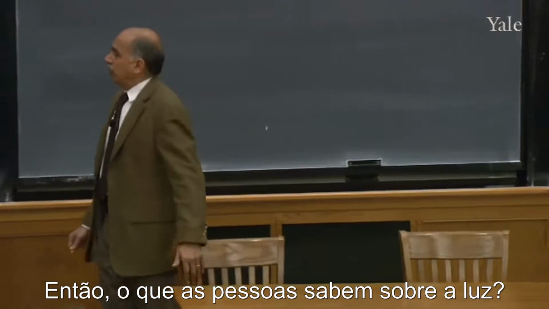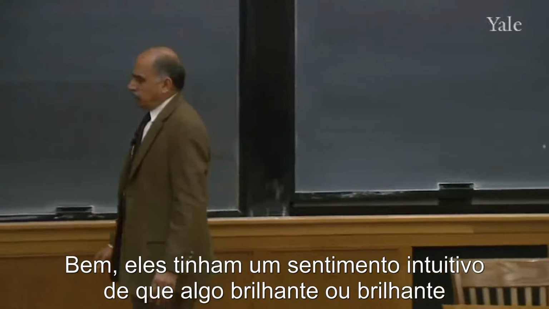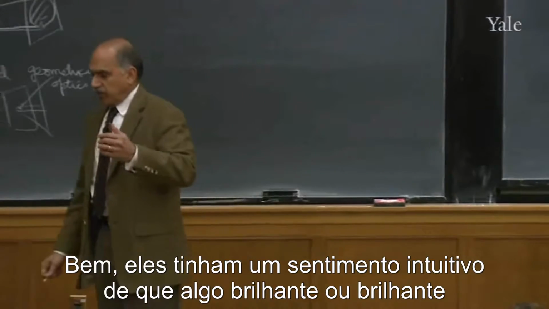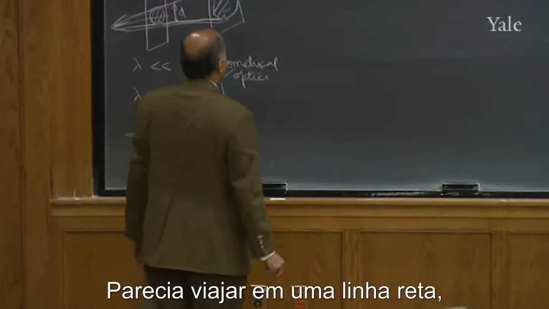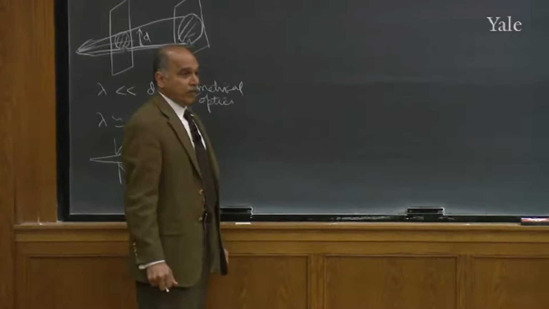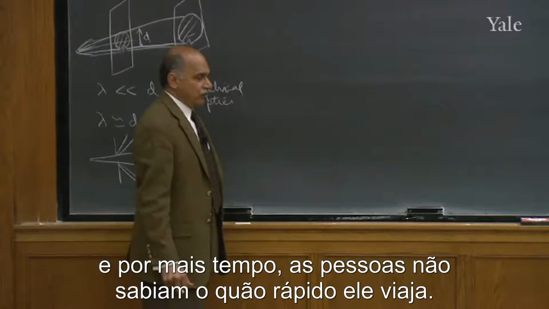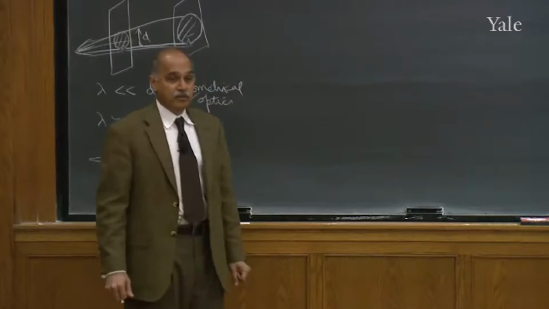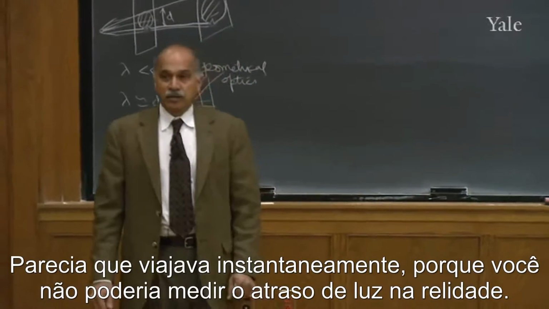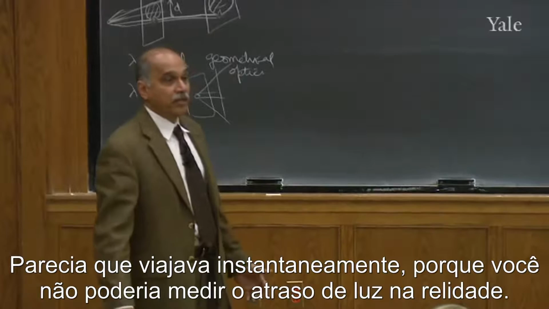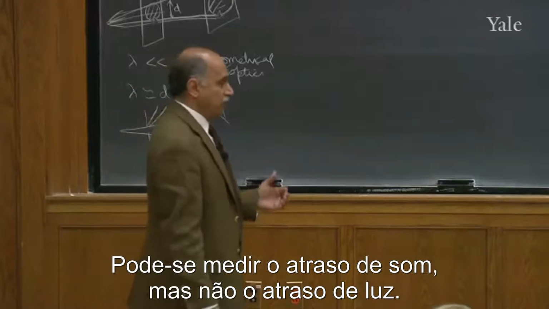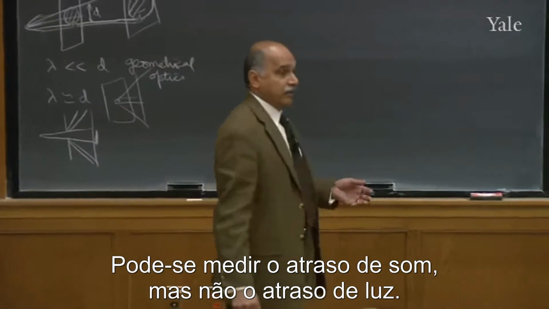So what did people know about light? Well, they had an intuitive feeling that something bright or shiny emits some light, and you can see it. It seemed to travel in a straight line. And for the longest time, people did not know how fast it traveled. It looked like it traveled instantaneously because you couldn't measure the delay of light in daily life. You can measure the delay of sound, but not the delay of light.